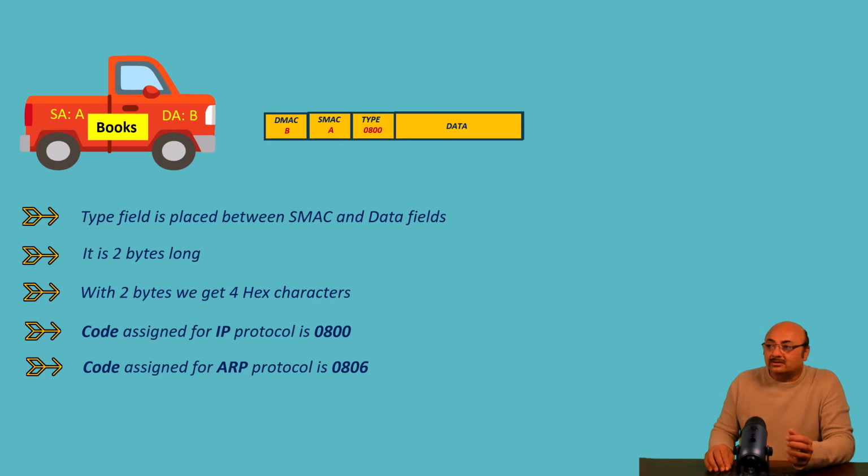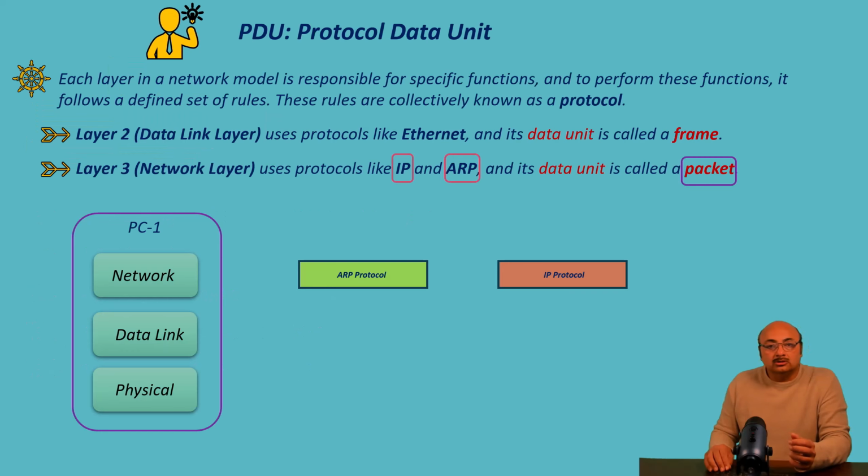In the previous lesson, I had mentioned PDUs and the protocol associated with a particular layer. Here we are talking about layer 3, and the protocols related to layer 3 are IP and ARP. If the ARP protocol sends down a packet to the data link layer, this is how it would look.